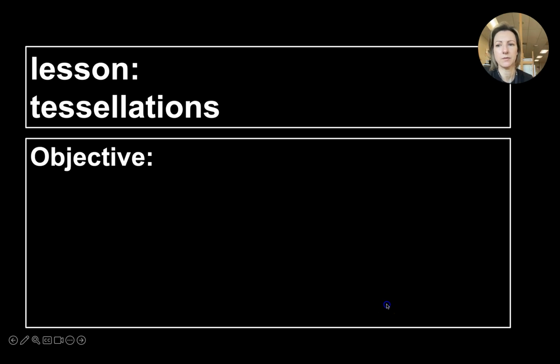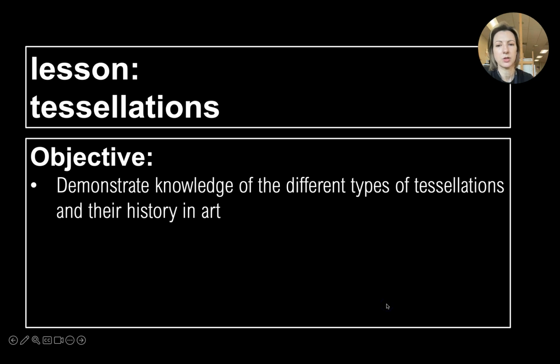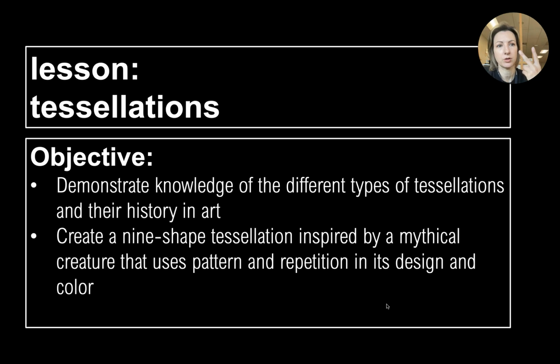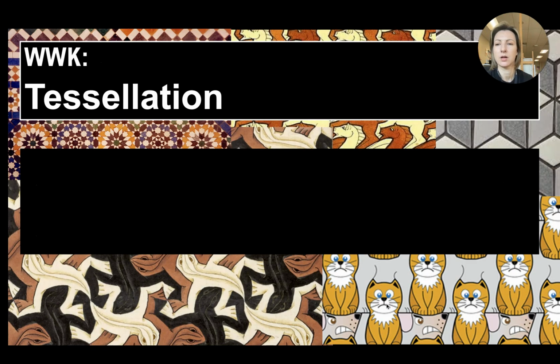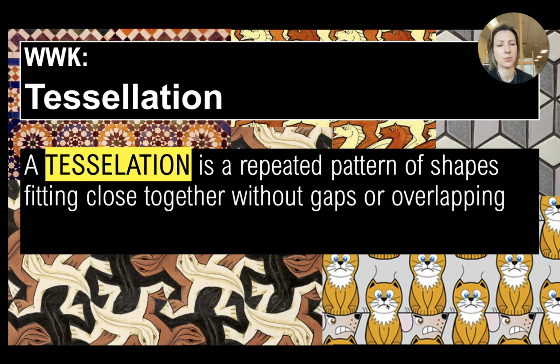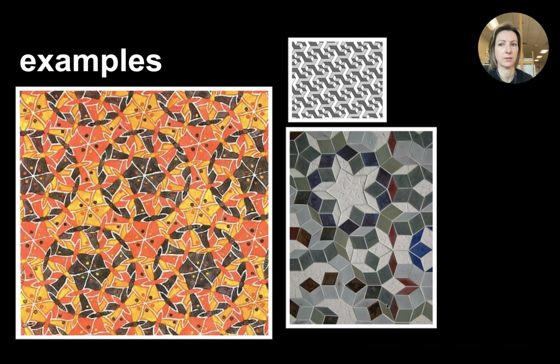We have two objectives. Our first is to demonstrate knowledge of the different types of tessellations in their history and art. Number two is create a 9-shaped tessellation inspired by a mythical creature that uses pattern and repetition in its design and color. Our word worth knowing is tessellation. A tessellation is a repeated pattern of shapes fitting close together without gaps or overlapping.